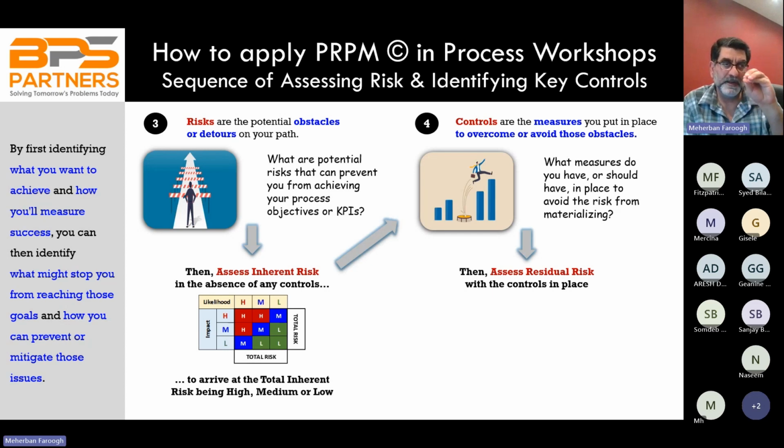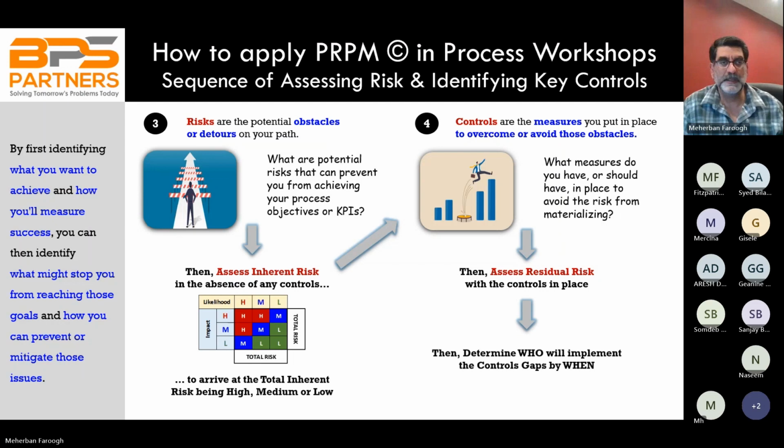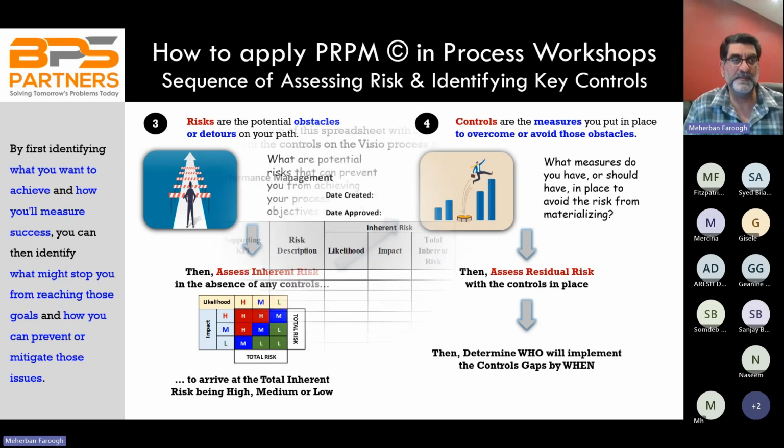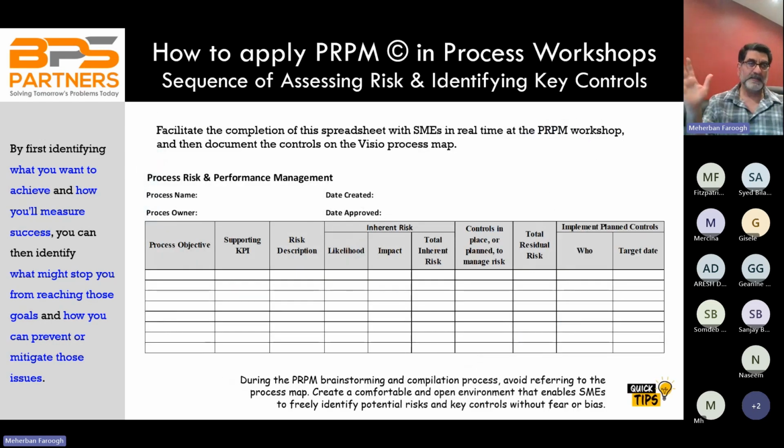Now, once they figure out the controls in place, same thing with the residual risk. The goal is to figure out if the controls in place are enough to bring the high or medium inherent risk down to low on the residual side. And that's the gap. Once you do that, the next step is to figure out who will implement the control gaps and by when. So everything I've discussed so far is essentially on that final slide. That's the Excel that I have.